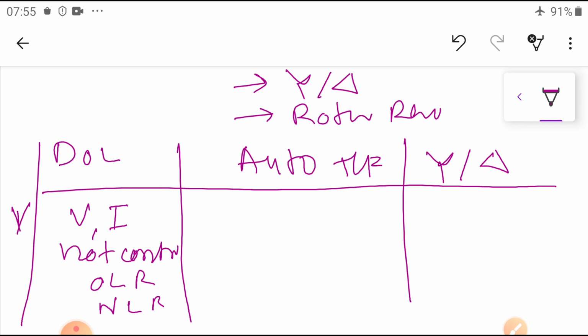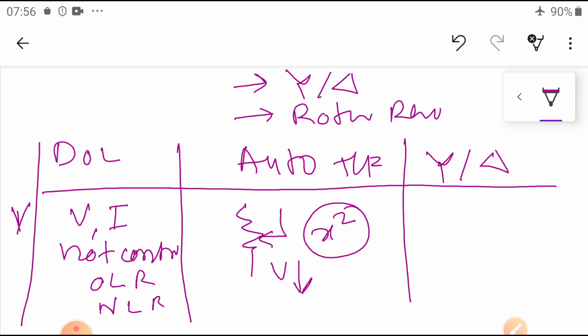In the auto transformer, what will happen? The starting voltage can be adjusted according to the starting requirement. In the auto transformer we can adjust it by changing its rheostat position, and we control the X value, the X square value, here. So voltage is reduced initially. In this case, each winding gets only 58% of the voltage, that is, 1 by root 3 times the rated voltage, applied initially at the time of starting, before the rotor reaches 80% of its speed. That is the first point.